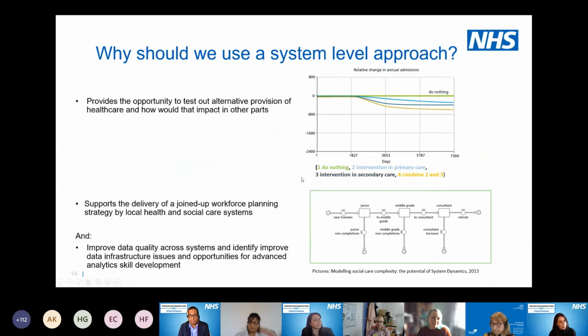What system level modelling also allows you to do is link up the requirements of your system with workforce planning.